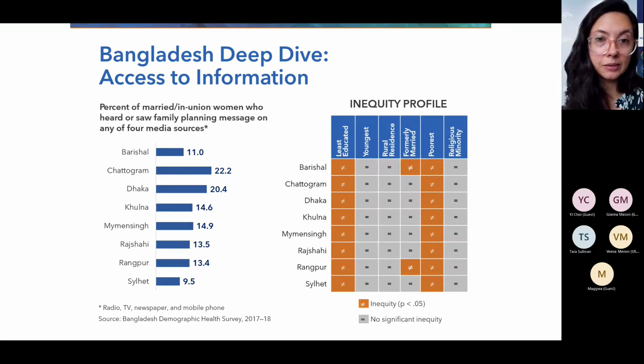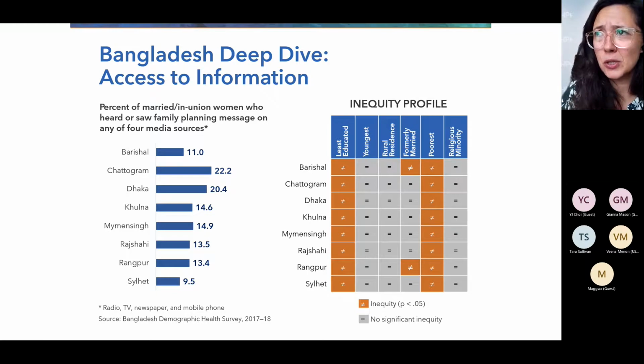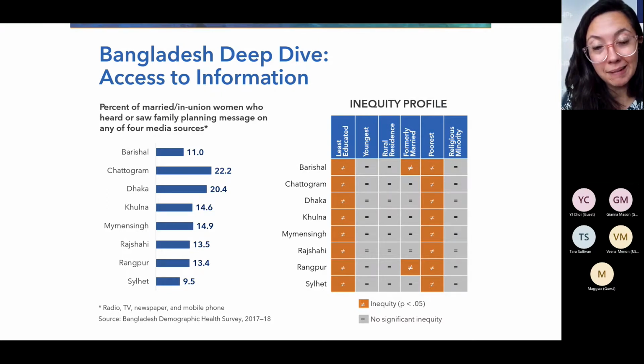So once again, focus your eyes on the concentration of orange in the column view. What we see in this case is that the least educated and the poorest women are those that experience the worst outcomes when it comes to access to information. So in every single region across Bangladesh, the least educated women have worse outcomes than their better educated counterparts, and the same is true for poor women compared to richer.